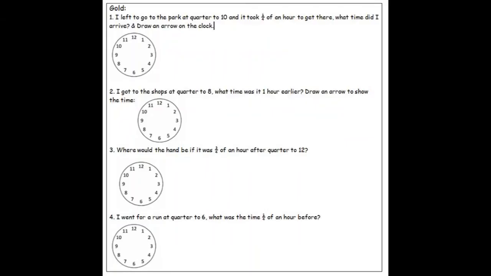And finally today, our gold learning, work your way through from 1 to 4. Number 1 says, I left to go to the park at 9:45 and it took me a quarter of an hour to get there. What time did I arrive? So draw an arrow on the clock. So I would make 9:45 with your practical clock at home, move it a quarter of an hour, and then write and draw that time that you have made.